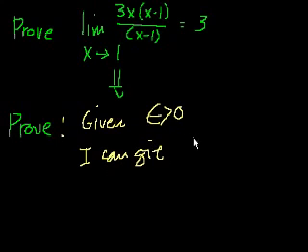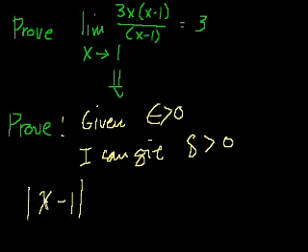delta greater than 0, where as long as the distance between x and our limit point, x and 1, is less than delta. Remember, we don't want x to ever get right on top of the limit point because the function might not be defined there. So the distance between x and 1 has to be greater than 0, right? That's what this tells us.